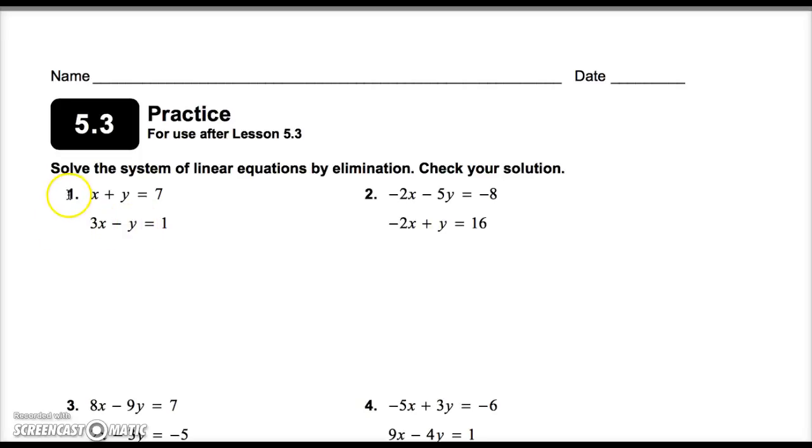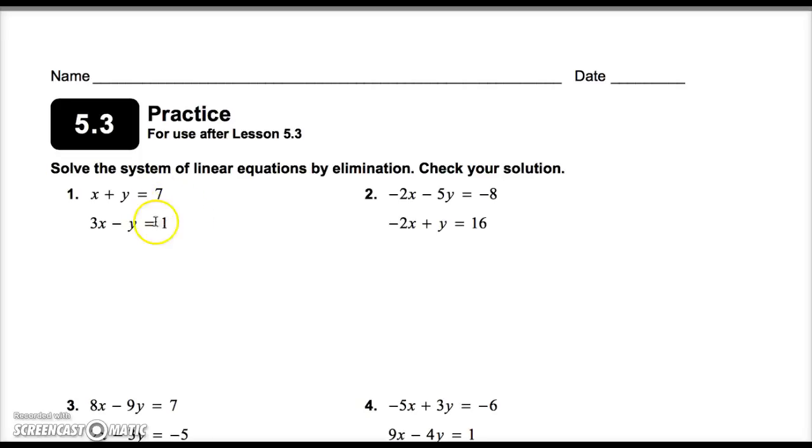So like on number one, if you remember when we worked this out, we noticed that we had a positive y and a negative y. Those would cancel each other out. And then we just added the two equations together and solved it.